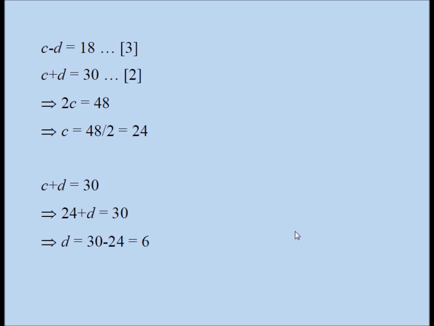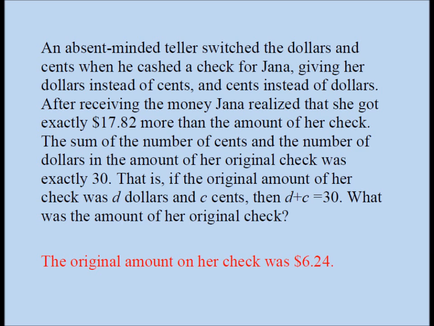Now what we need to do is take our 24, the value of C, and put it in one of the equations. I chose the second one. So instead of C, I'm going to put 24. 24 plus D is 30, so D has to be 6. So my answers are, her original amount was $6.24.